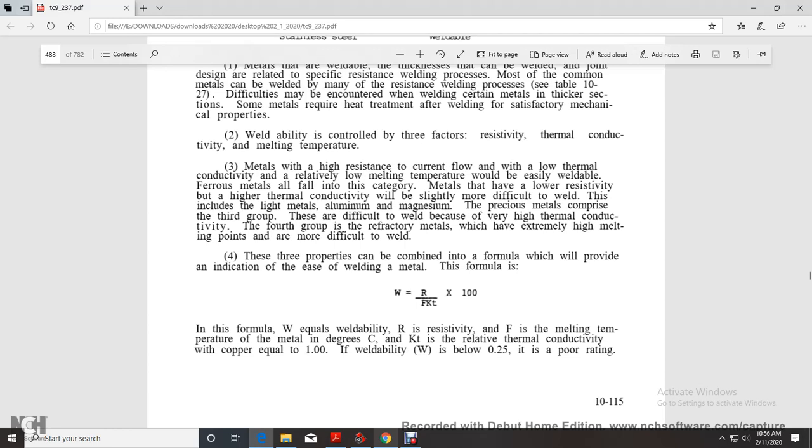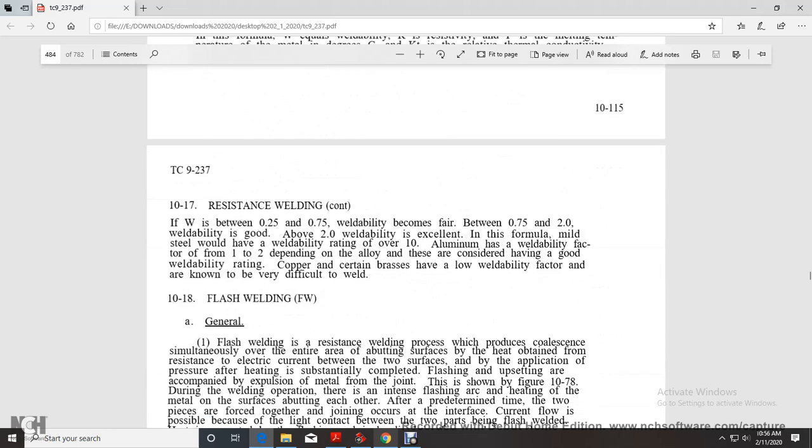This formula is W equals weldability, resistivity divided by the melting temperature of the metal in degrees C, times KT, the relative thermal conductivity, with copper equal to 100. A weldability below 0.25 is a poor rating. If W is between 0.25 and 0.75, the welding is fair; between 0.75 and 2.0, welding is good; but above 2.0, the welding is excellent.